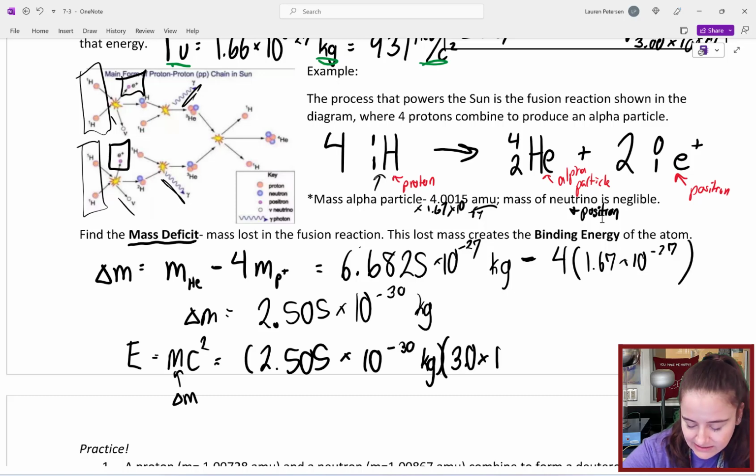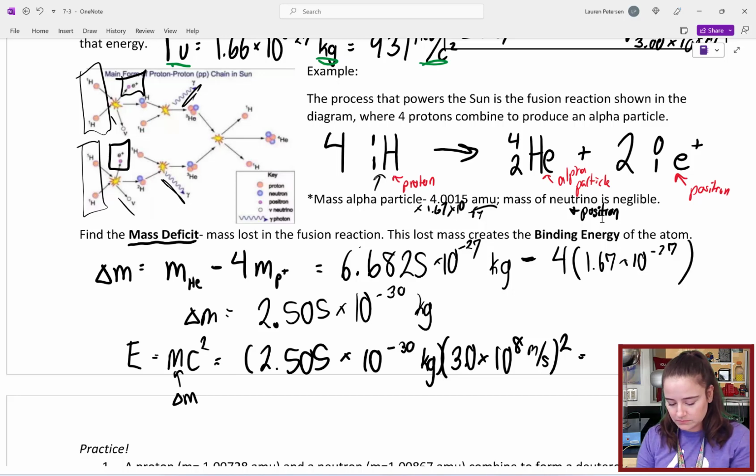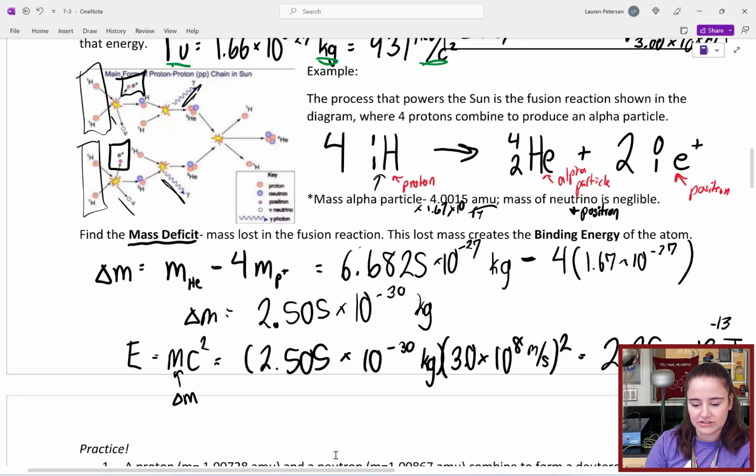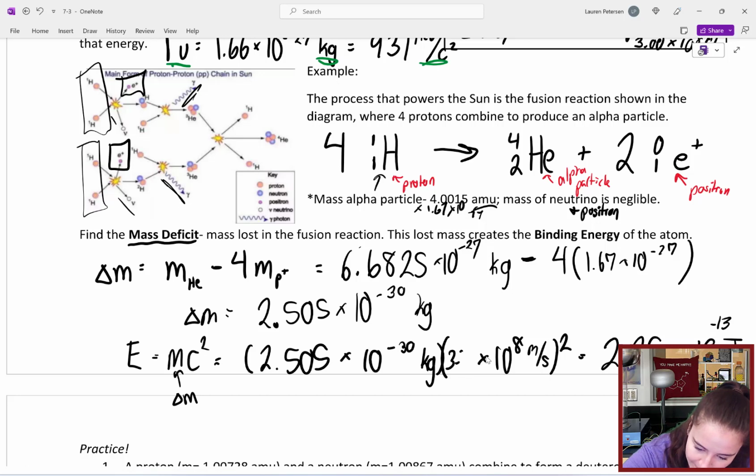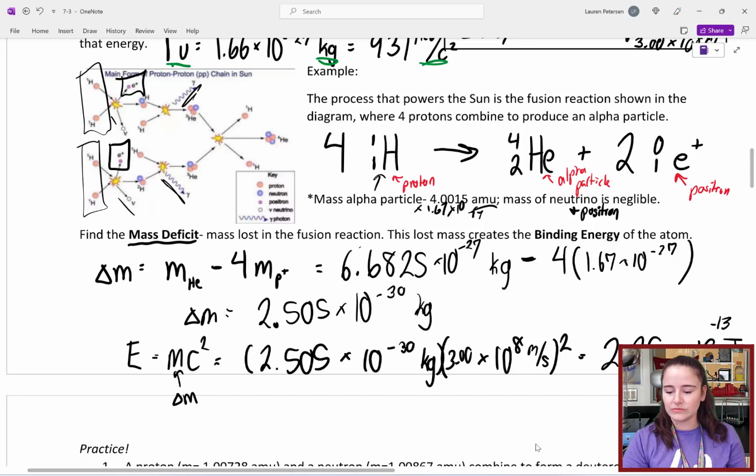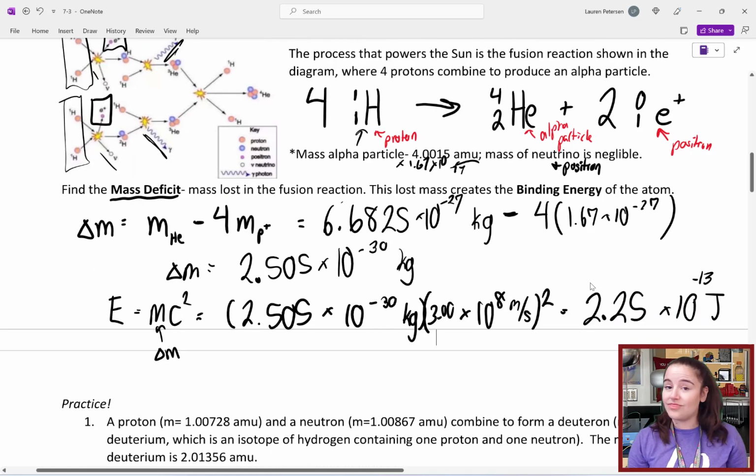the speed of light squared gives us 2.25 times 10 to the negative 13 joules. And there we'll have a lower precision because we only had our speed of light to 3 digits, 3.00, as it is on our reference sheet. That's how we use E equals mc squared. Let's do another example.